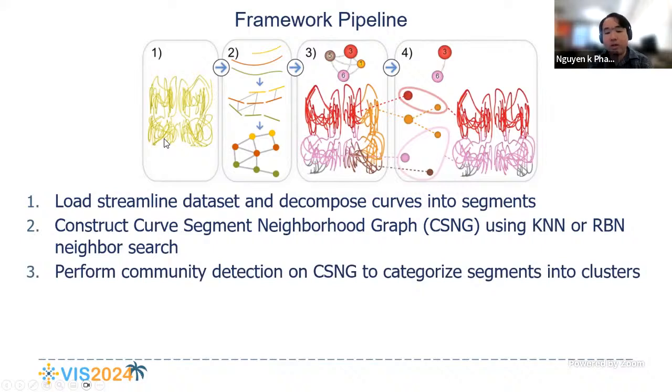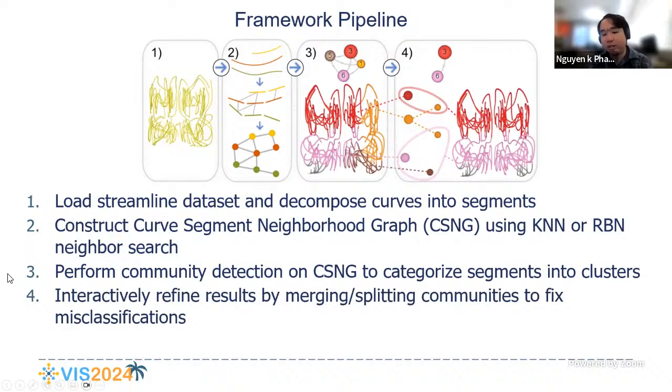Next, once we have constructed the CSNG, we apply community detection algorithms to identify clusters of similar segments. This step automatically groups segments that are closely related, potentially corresponding to meaningful flow features or patterns. Finally, we provide an interactive tool for users to refine the result. This includes the ability to merge or split communities, allowing experts to incorporate domain knowledge to fix any misclassification from the automatic process. This step ensures the final groupings accurately represent the important structure in the flow.